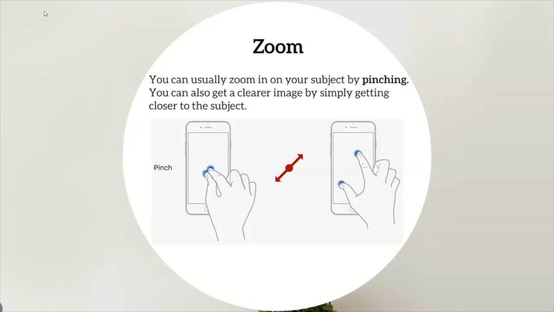Okay, so let's say you can't get close enough to a subject that you want to take a photo of. The way you zoom in is by taking your thumb and your index finger, keeping them together, pressing them against the screen, and then spreading your fingers apart, just like it shows here in the illustration. Afterwards, I would even recommend tapping on the subject that you're trying to focus on, so that the camera knows to focus just on that.